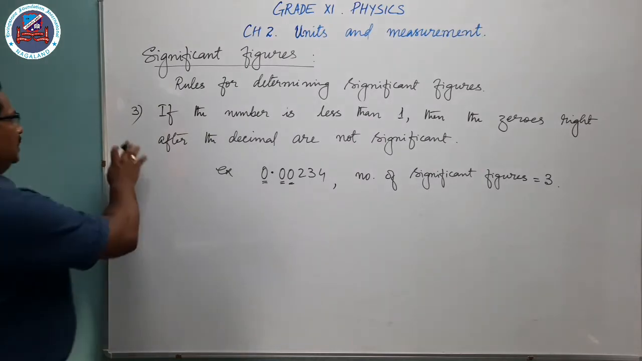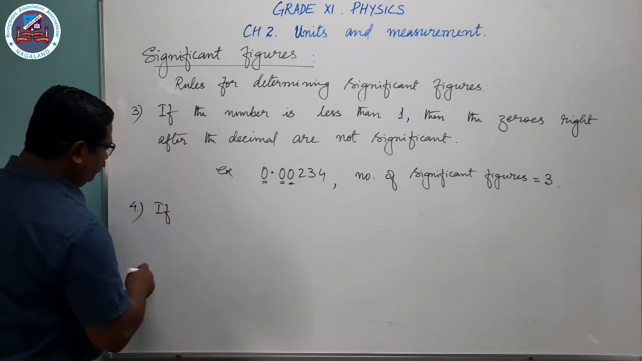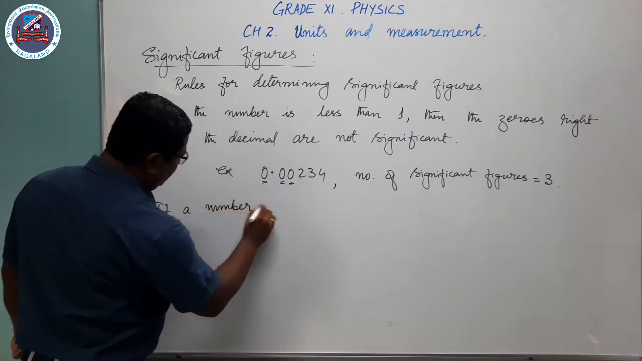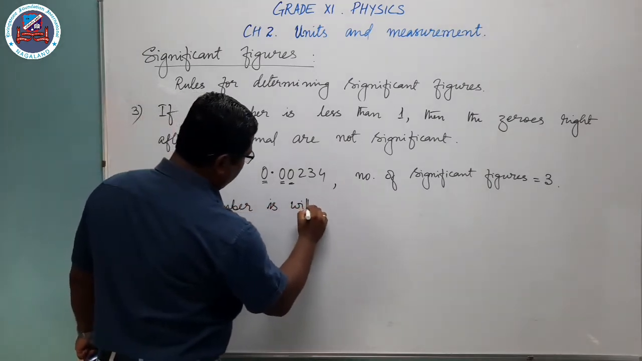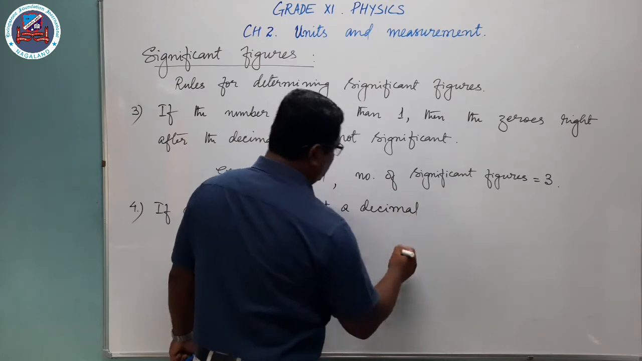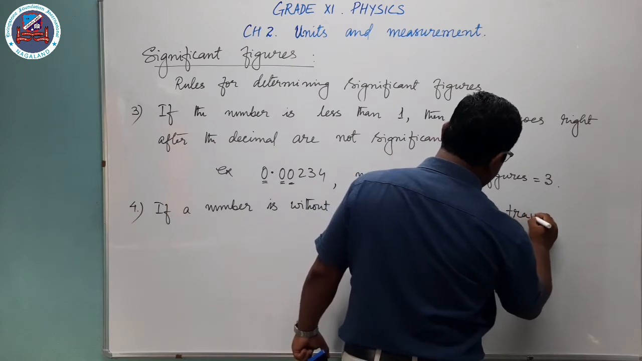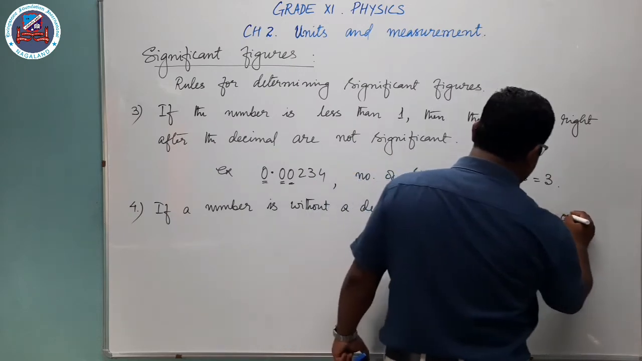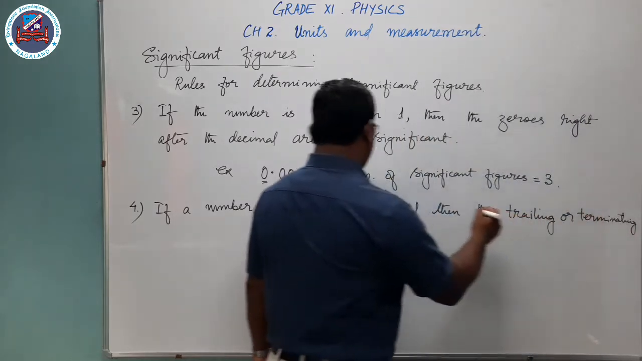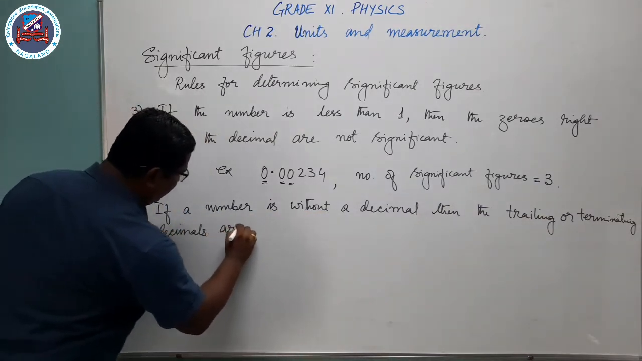Then comes your fourth one. If the number is a non-zero number without a decimal, then the trailing zeros, or we can call them terminating zeros, are not significant.